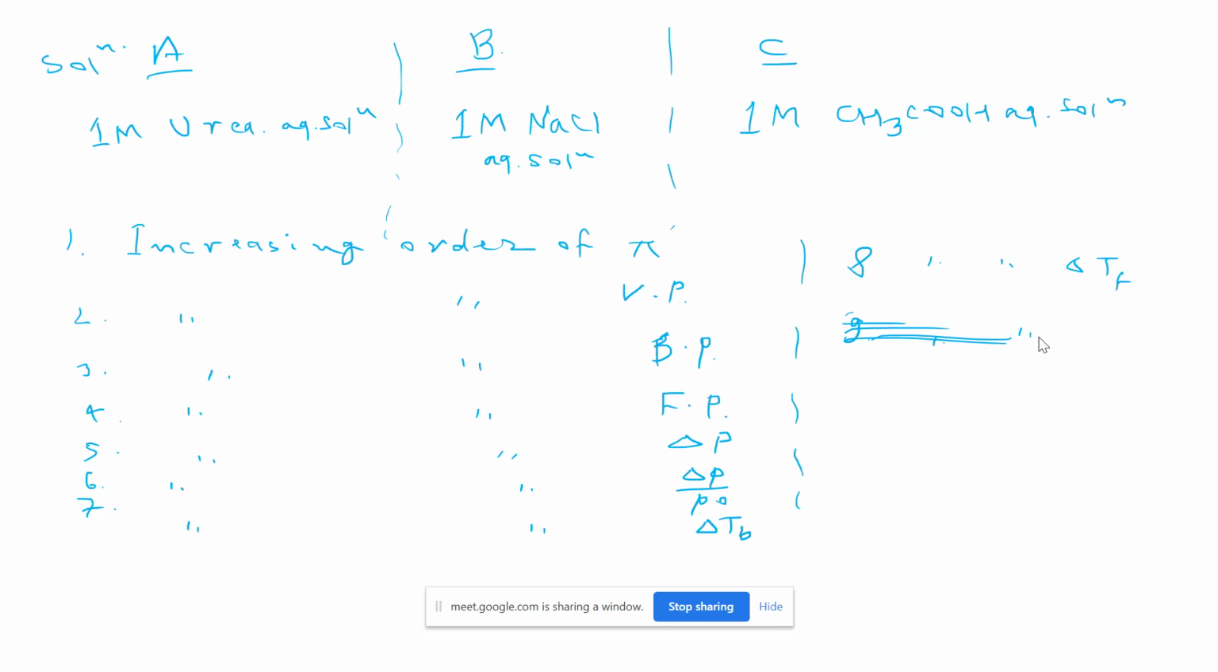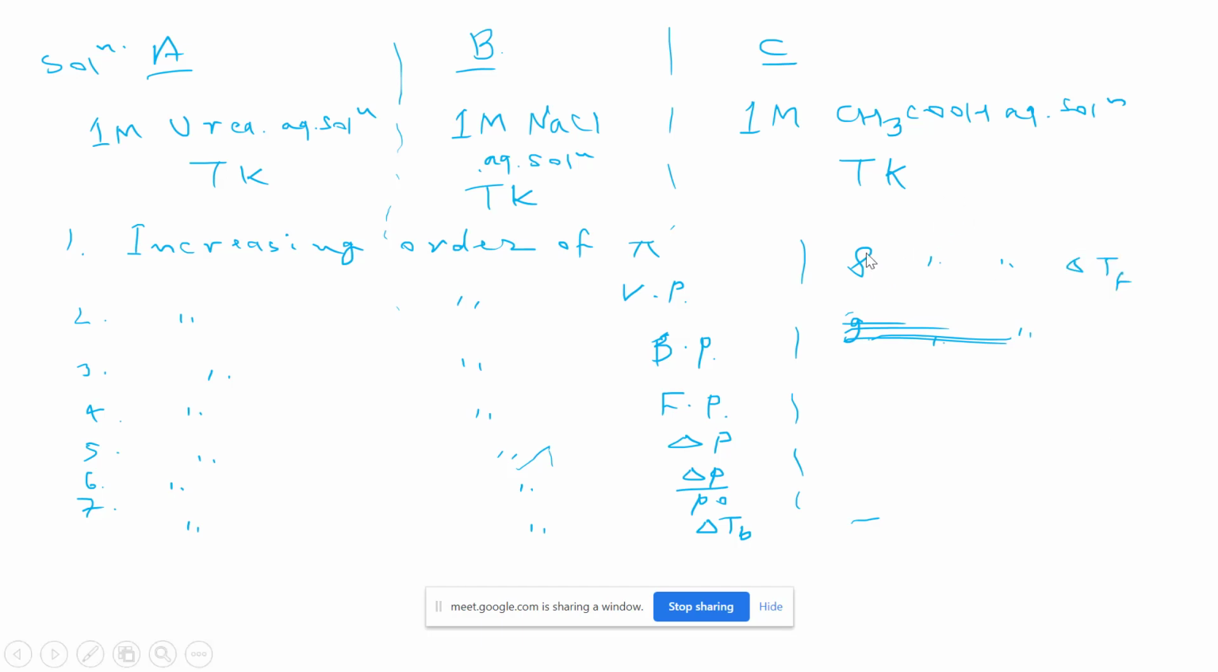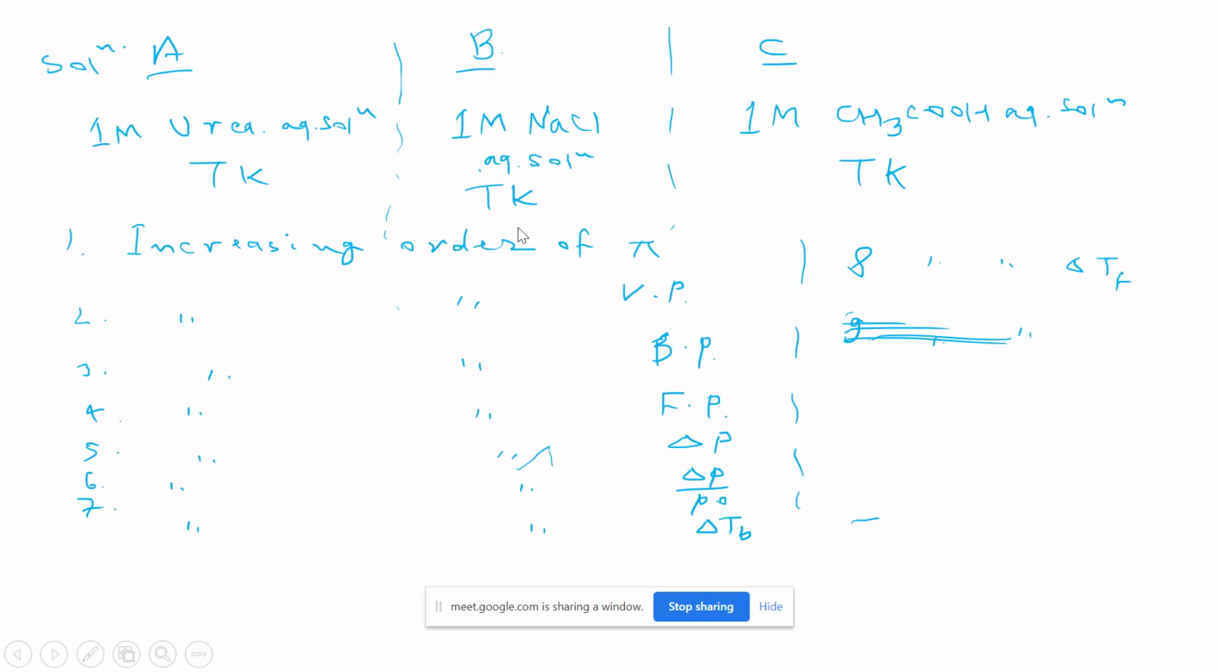So for the first one, is it C, A, and B? Osmotic pressure is directly proportional to I into C, you can take, isn't it? By formula, yes, sir. Temperature you can take as constant, equal for all. Without temperature we cannot determine this, so temperature is equal. And now what you can do: I into C for this, I into C for that, I into C for that.